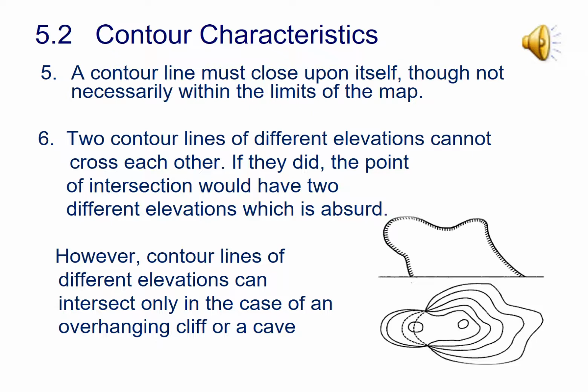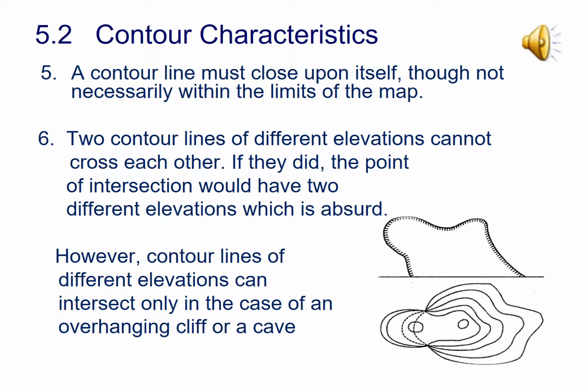Be very careful though, because two contour lines of different elevations cannot cross each other. They can become very close, which would suggest a very steep slope, but they cannot cross each other. And the reason is, if you had a contour of say 68 meters and a contour of 69 meters and they actually overlapped or crossed over each other, that would suggest that the piece of ground where that happens is both at a level of 68 and 69, which of course is impossible.